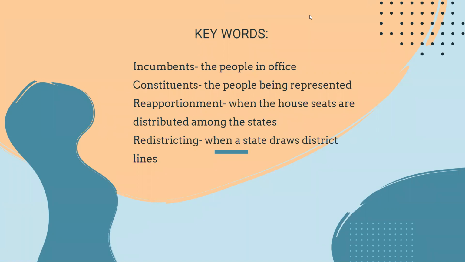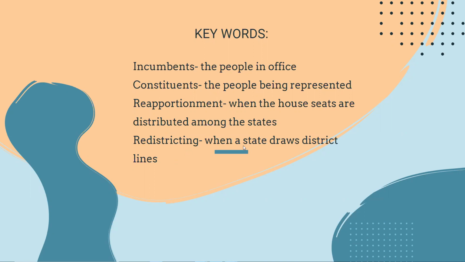Every 10 years there's a census, and they redistribute the seats. Last time they gave 53 seats to California because, as you know, it's a really big population. And a smaller state like Maryland, well, it's not that small, has 8 seats as compared to California's 53. And then there's redistricting, which also happens every 10 years, after the census.